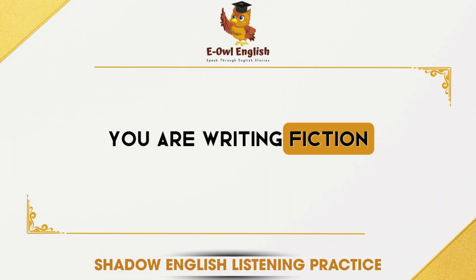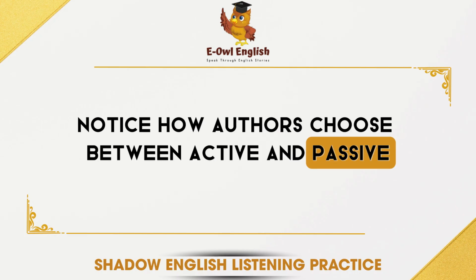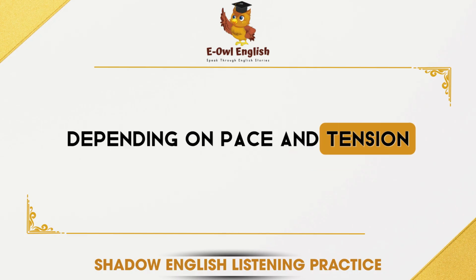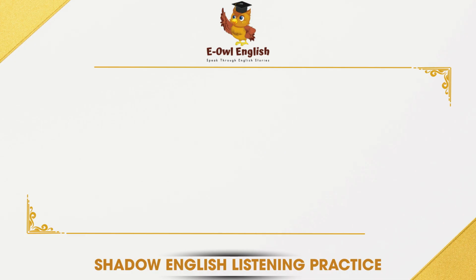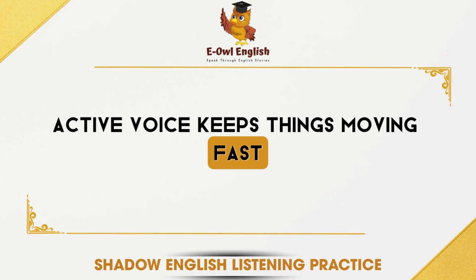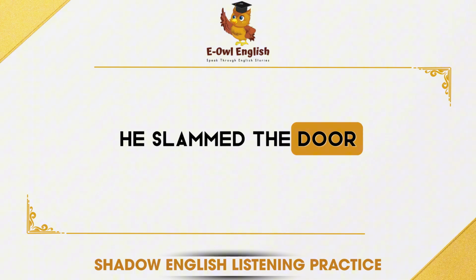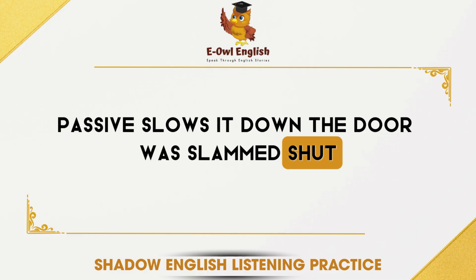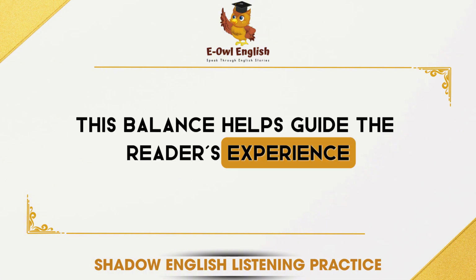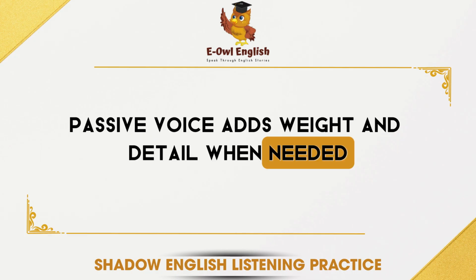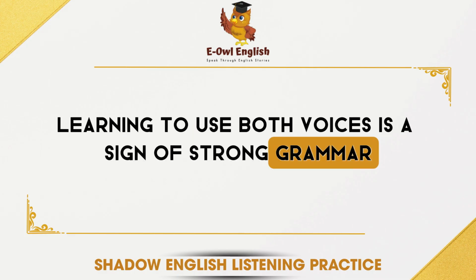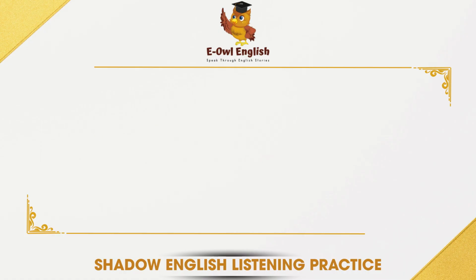When reading or writing fiction, notice how authors choose between active and passive depending on pace and tension. Active voice keeps things moving fast. "He slammed the door." Passive slows it down. "The door was slammed shut." This balance helps guide the reader's experience. Passive voice adds weight and detail when needed. Lastly, learning to use both voices is a sign of strong grammar and writing skill.